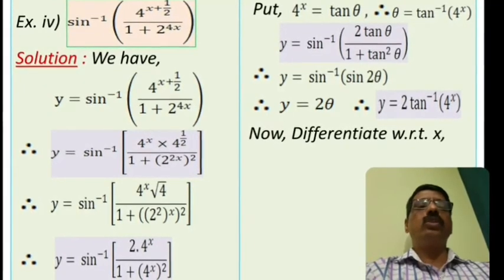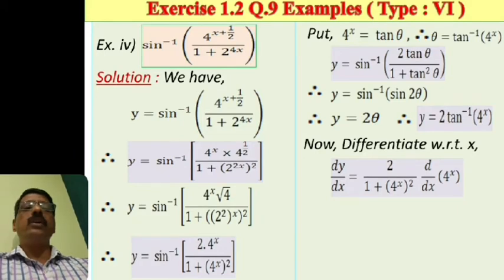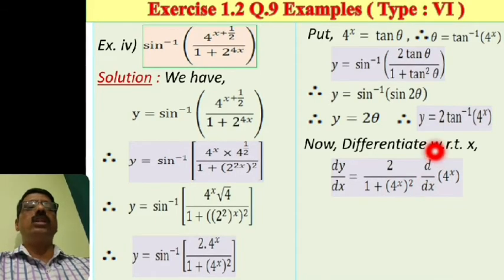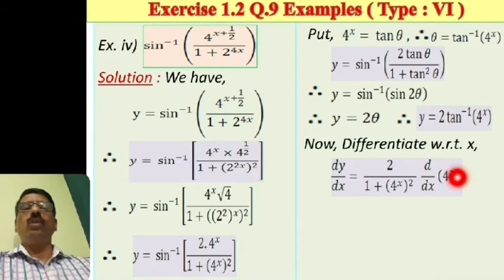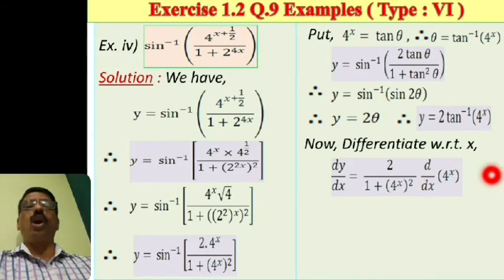Now differentiate with respect to x. dy by dx equal to 2 into the derivative of tan inverse of f of x, which has the formula 1 upon 1 plus f of x whole square. Here f of x is 4 raised to x, and therefore 2 upon 1 plus 4 raised to x whole square into d by dx of f of x, that is 4 raised to x, by the composite rule. Again taking the derivative of 4 raised to x, apply the formula: derivative of a raised to x equal to a raised to x into log of a.